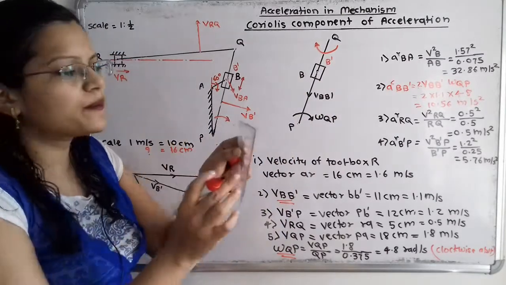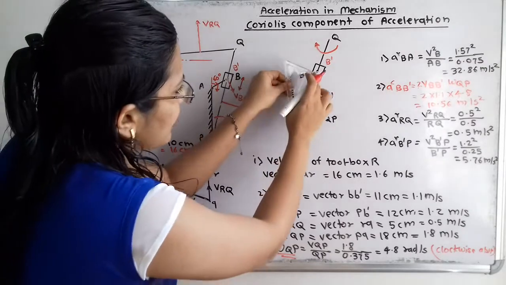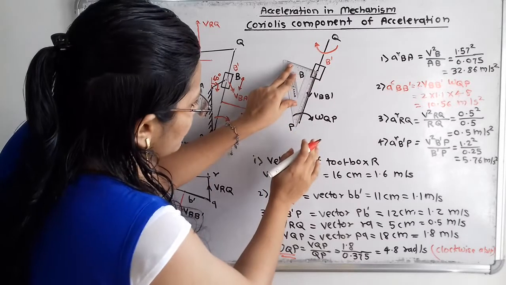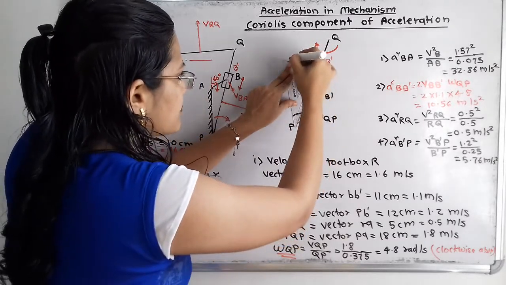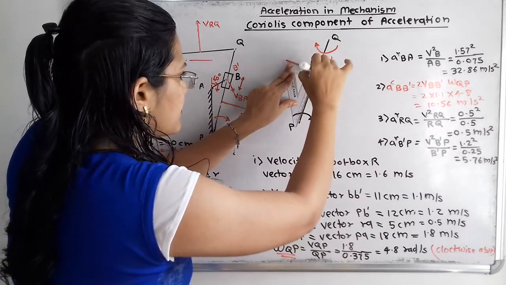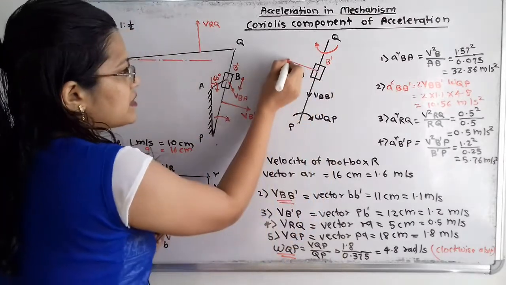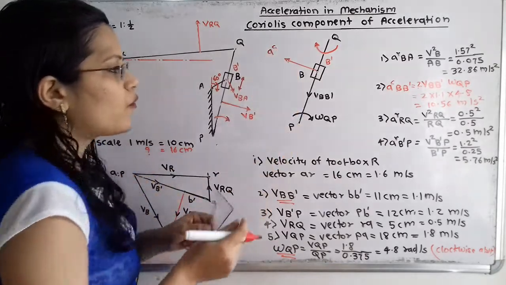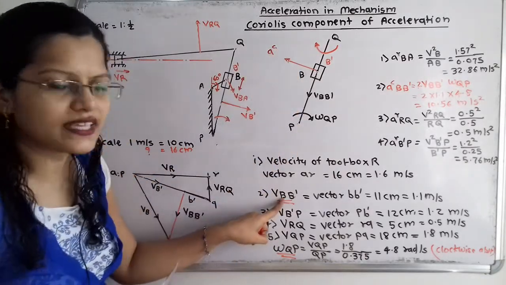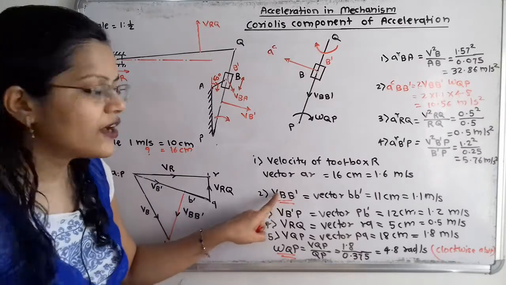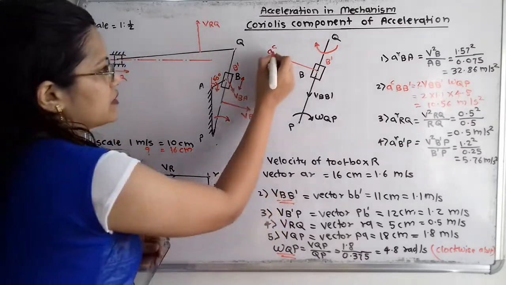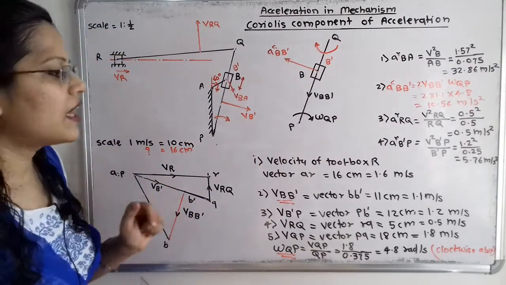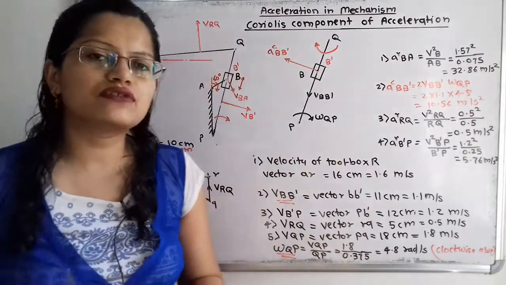With the help of the protractor, I first align one edge with this bar PQ and draw one perpendicular line passing through this point B. So this is nothing but the Coriolis component of acceleration, that is AC. Now what do we indicate? We have to take the same letters as we have used in velocity, that is B to B dash.